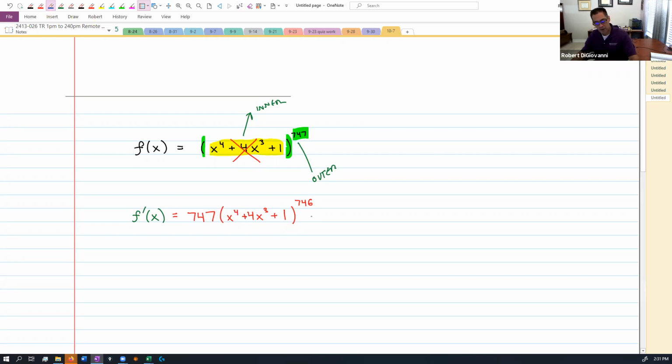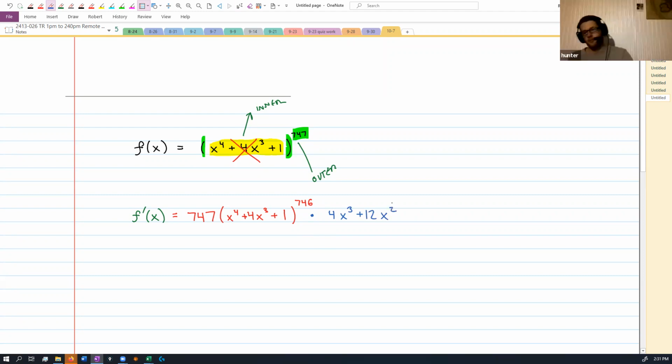Then you multiply, because in chain rule, you always multiply. And now you're allowed to go look at the inner layer. So it's kind of like you've peeled the outside layer off. You've already differentiated it. Now you're looking at the inner layer, which is the part in yellow. Take its derivative now. So what would you get? 4x to the 3rd plus 12x to the 2nd. And then the derivative of 1 is 0, right?